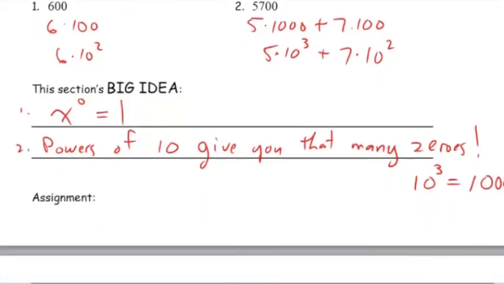Let's give that a try. Page 61, questions 6 to 13. That'll give us some good starting point for that section.